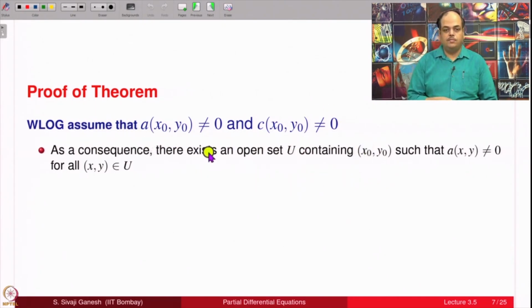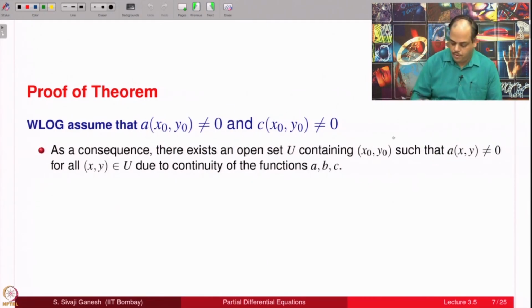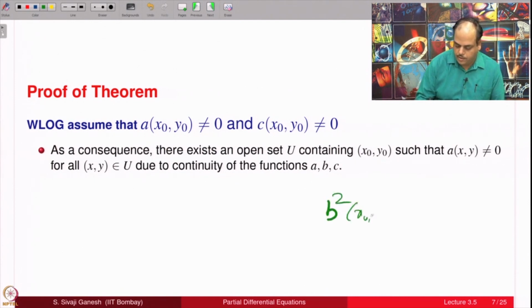After assuming this, A is a continuous function and it is not 0 at a point, therefore, in an open set it will continue to be non-zero because of the continuity. Same thing will hold for C and hence for B also. If C is also not 0, what do we have? B square minus AC is 0, A is not 0 and C is not 0. What we know is this, B square minus AC at x0 y0 is 0, therefore, I can write this as B square equal to AC.